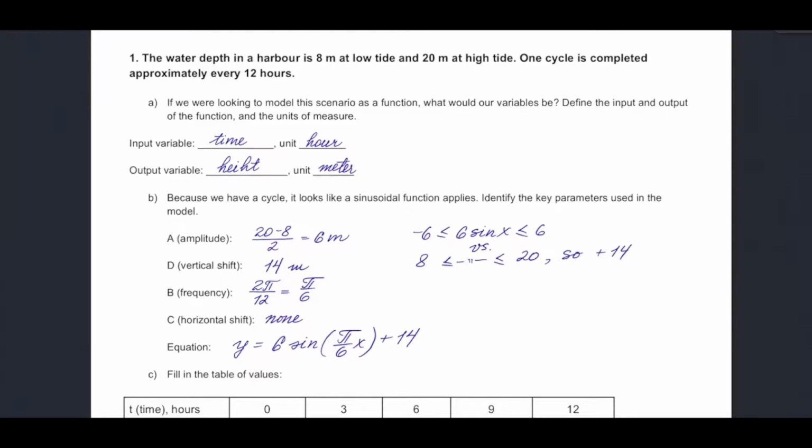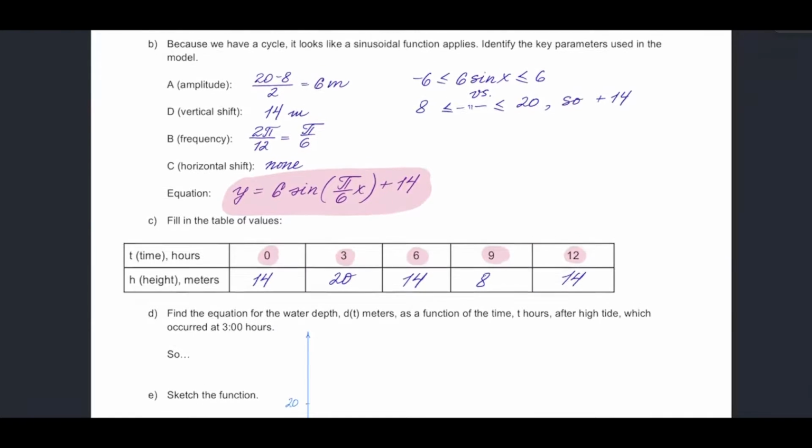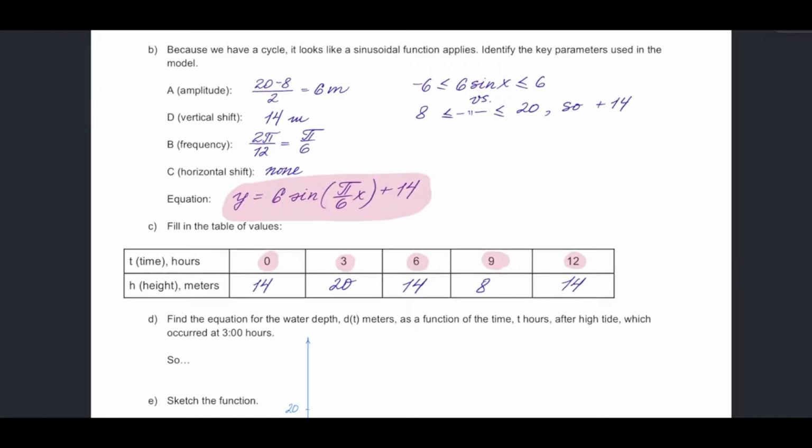All right, the next problem that I'm going to look at is the one about the tide that fluctuates between 8 meters at low and 20 meters at high tide. You remember we created this equation y equals 6 sine pi over 6x plus 14. You've got all that. Plugging numbers for x, we figured out our maximum and minimum. And now find the equation for the water depth d(t) in meters as a function of the time, t hours after high tide, which occurred at 3 hours.